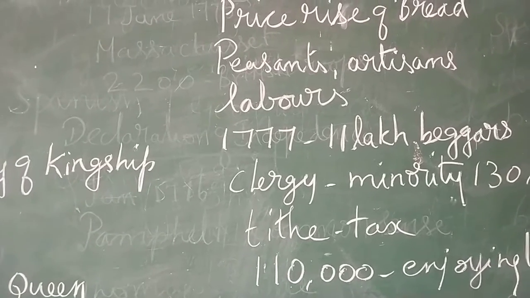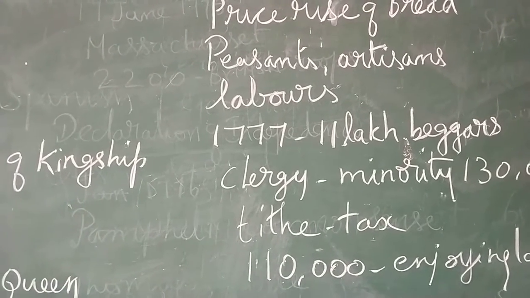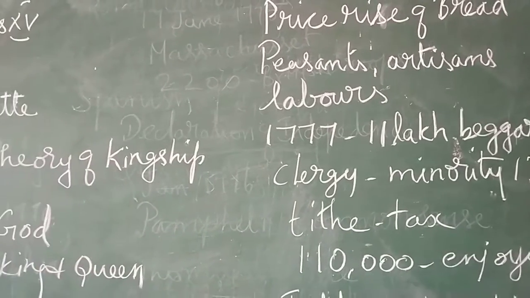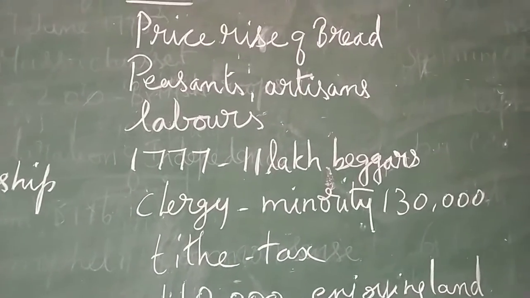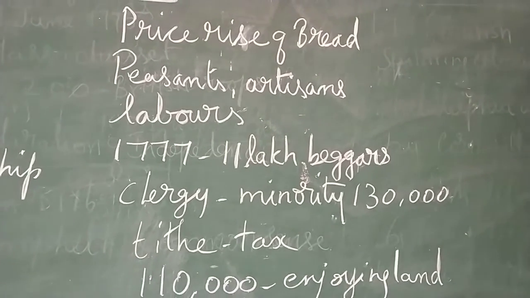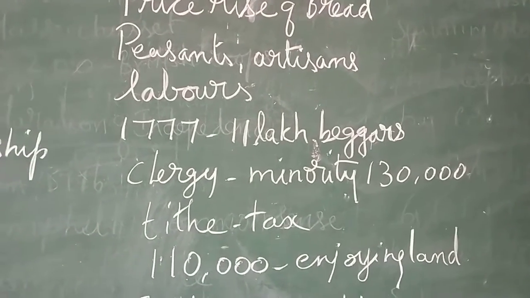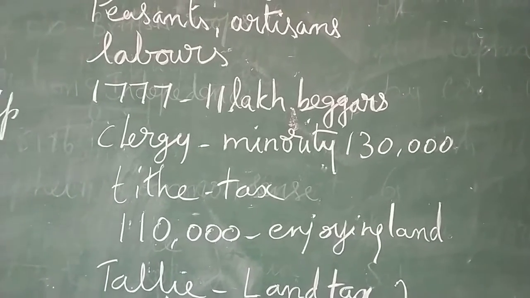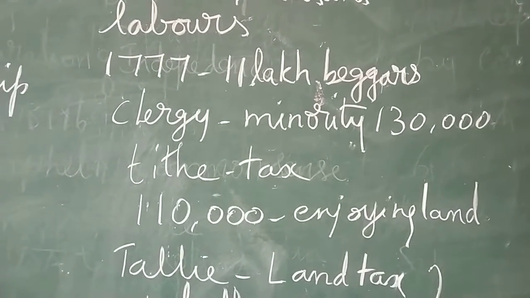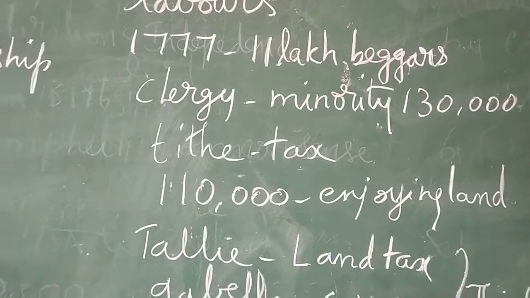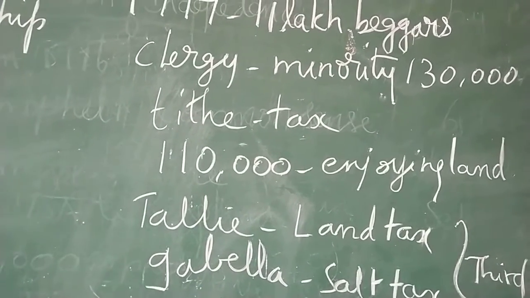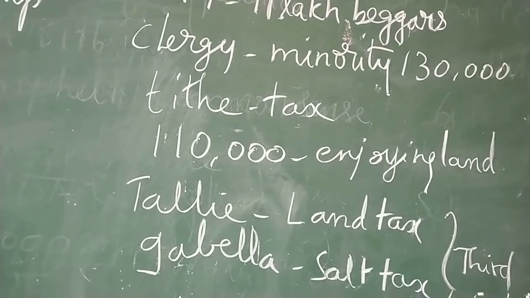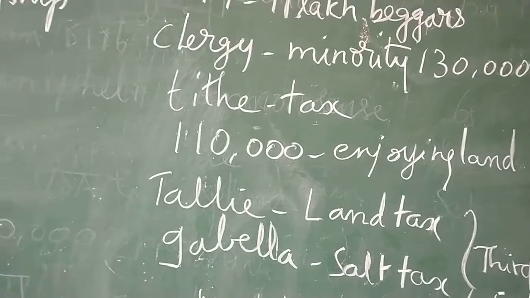So during the period of Louis XVI, many people became beggars. In 1777, 11 lakh beggars were there. When you compare the clergy, they were the minority, 1,30,000. The clergy were asked to collect the tax, that is tithe. This was collected from the common people.